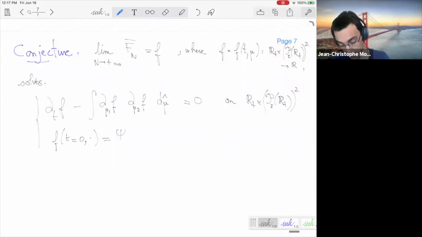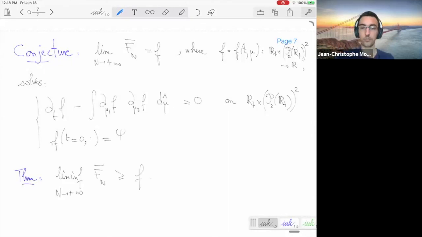Okay, so that's the conjecture. And so far, I don't know how to prove it. So the only thing I can say is that there is a bound between these two things. So this is true.